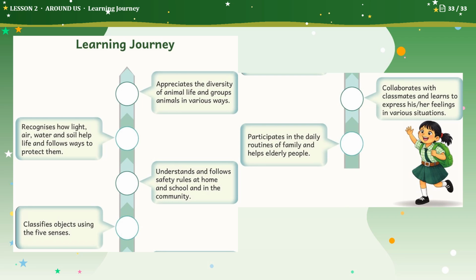Now this is a learning journey, what all we have learned. Appreciate the diversity of animal life and group animals in various ways. Recognizes how light, air, water and soil help life and follows ways to protect them. Understand and follow safety rules at home, at school and in the community. Classifies objects using the five senses.